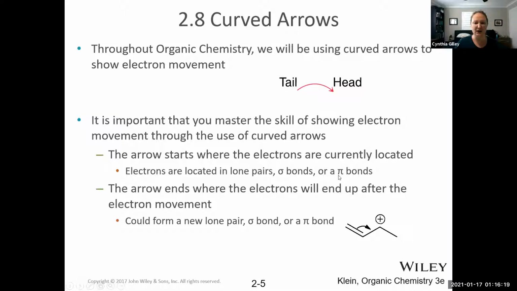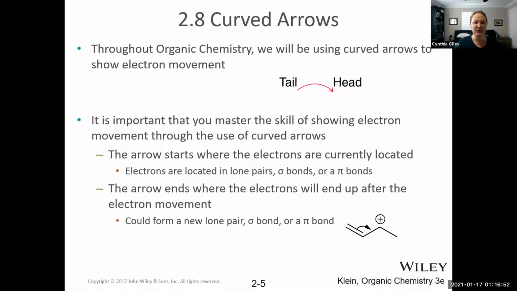So we can start on any of those, and we'll talk about radical arrows later, but when you're drawing a single-sided arrow to show the movement of one electron, we would start on the same sort of places. It needs to start on a source of electrons, which could also be a single electron. And again, we'll talk about that later. So where should the arrowhead point? Well, it needs to point to where you're showing the electrons will end up.